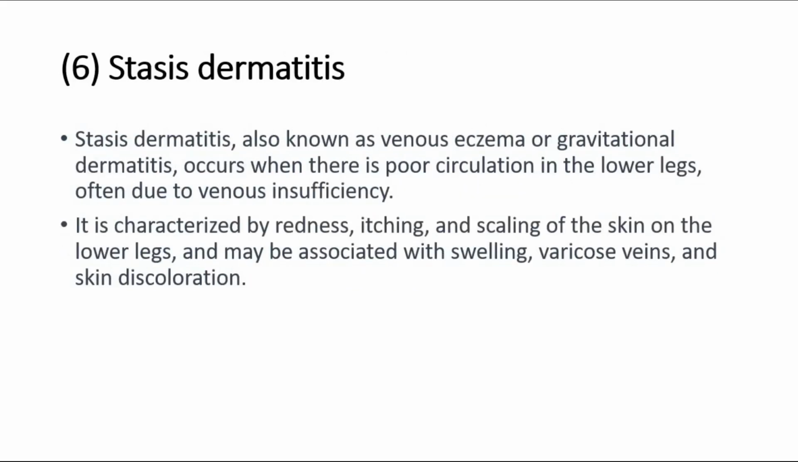Stasis dermatitis, also known as venous eczema or gravitational dermatitis, occurs when there is poor circulation in the lower legs, often due to venous insufficiency. It is characterized by redness, itching, and scaling of the skin on the lower legs, and may be associated with swelling, varicose veins, and skin discoloration.